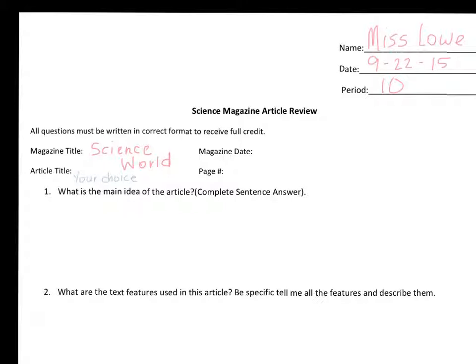As you notice, I've already filled out my name, the date, and a period that I just made up. And then I included the magazine title, which is Science World. And then an article title, I'm allowing you to choose. You can choose whatever article you would like. However, it does have to be at least 1 page in length, so that way you're able to get all the necessary information.